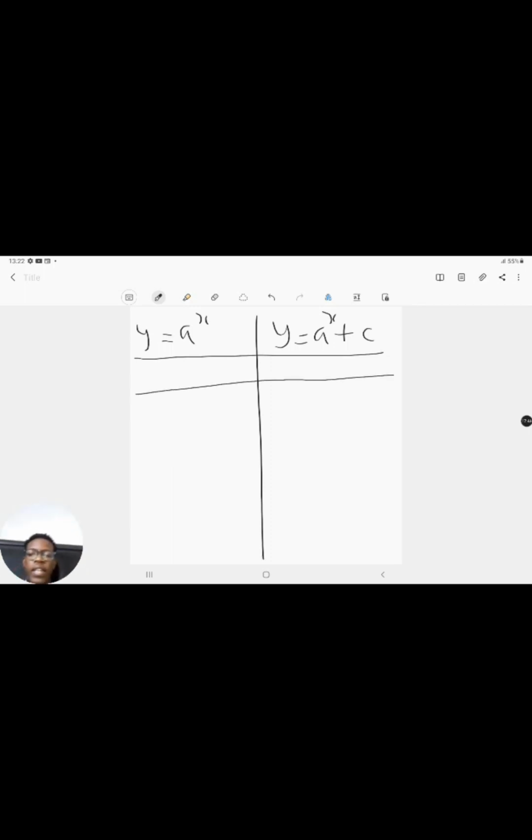Okay, so let's say y is equal to 2 to the power of x, and for the second equation, y is equal to 2 to the power of x plus 1.